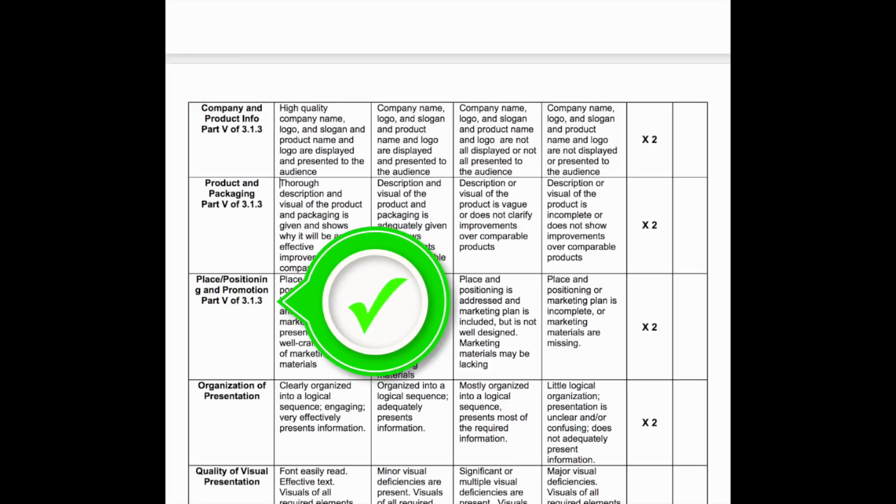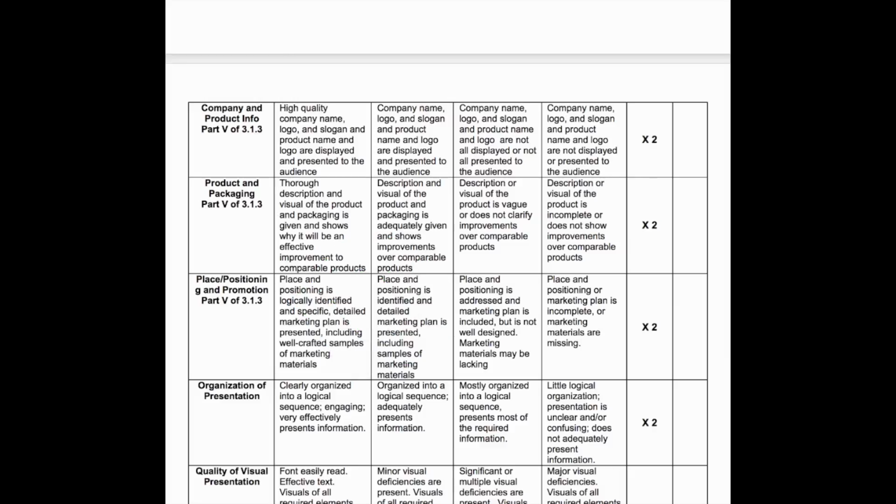Next, we see the place and positioning and promotion, and that's logically identified. Specific detailed marketing plan is presented, including well-crafted samples of marketing materials. As you're in your instructions here, it's going to tell you about making that marketing plan. It's going to tell you about doing the creative processes related to marketing your product, including how you're going to promote it, who the consumers are going to be, where your campaigns are going to target, and how you're going to inform the consumers and persuade them to use your product.